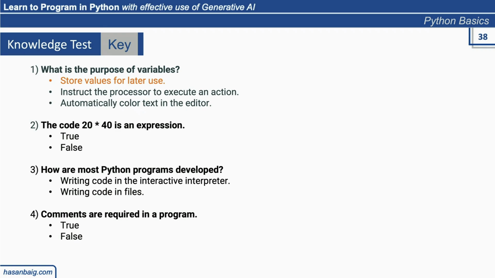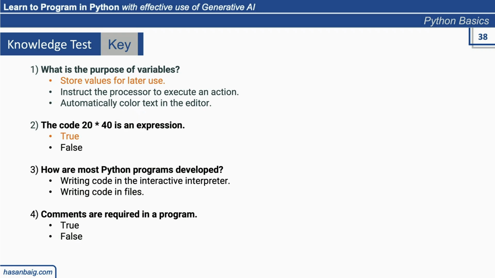What about the second one? So 20 times 40, is it evaluating something? True. And will it generate something? Yeah, an output, so it should be true. Okay, it's an expression. So an expression by definition evaluates and returns an output. What about the third one? Writing code in files. How are most Python programs developed, A or B?